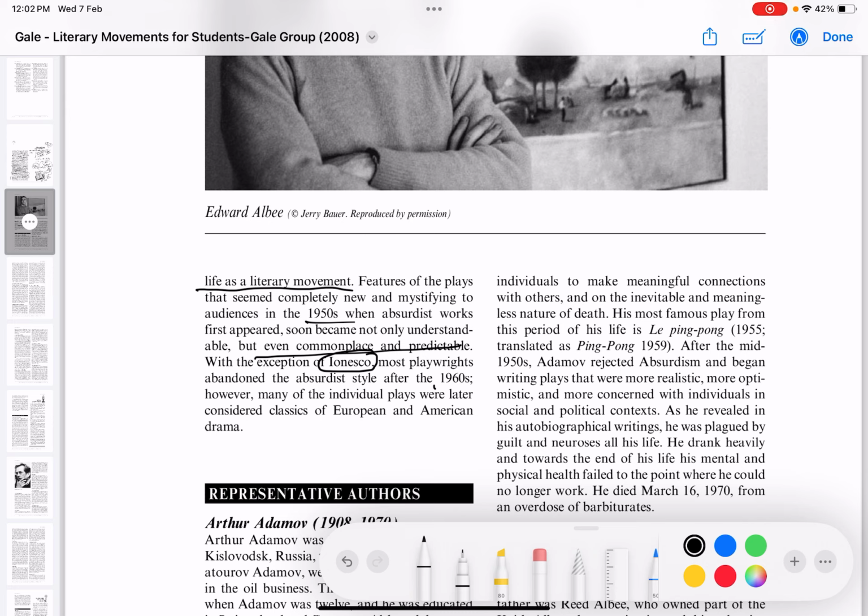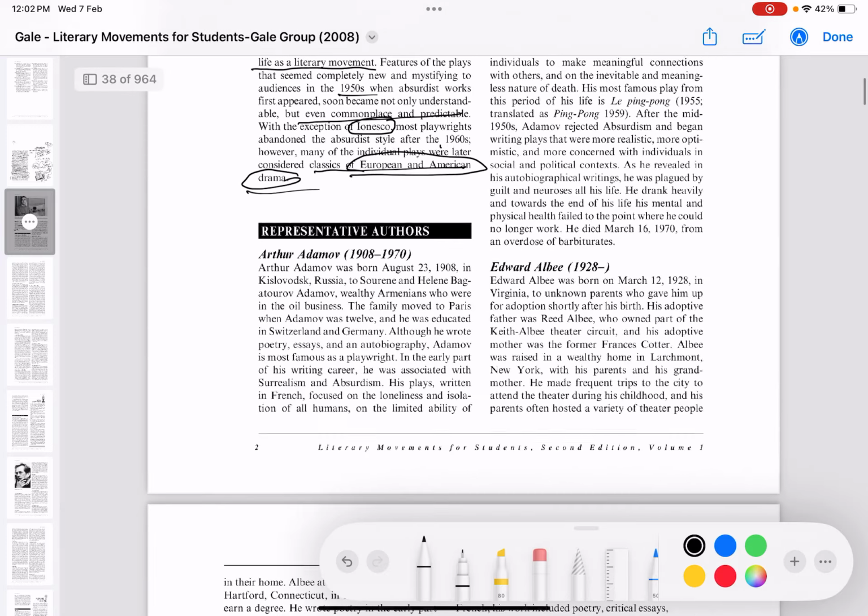However, many of the individual plays were later considered classics of European and American drama. So, most of the dramas produced by these dramatists are actually considered classics of European and American drama. It is not that they produced just anything; they turned out to be classics. Okay. Now, these are the representative authors. So, what you have to do, you have to read all those authors.